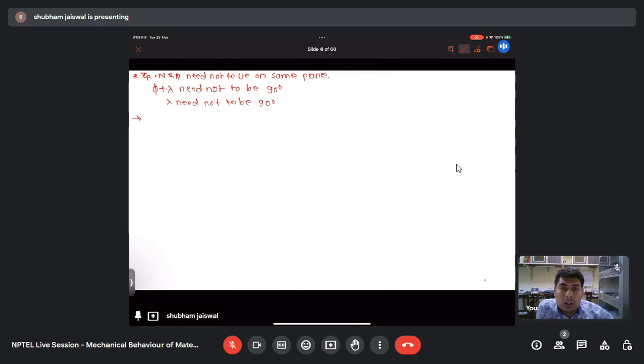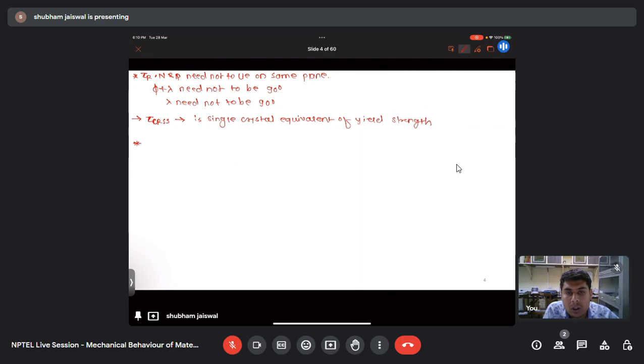Then we compared this: the critical resolved shear stress, the minimum value of the resolved shear stress that must be applied for dislocations to move, is nothing but the single crystal equivalent of the yield strength. So tau CRSS is the single crystal equivalent of yield strength.